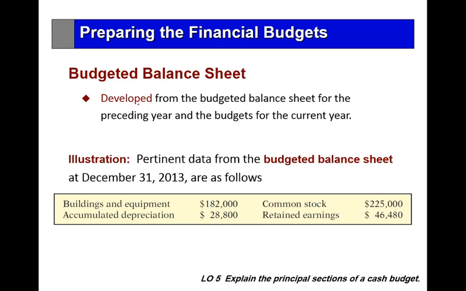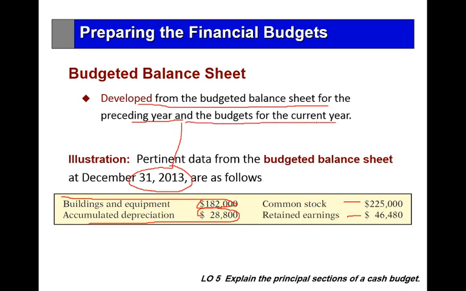The budgeted balance sheet is developed from the balance sheet for the preceding year. Here we have the current year. We assume that it's 2013, and the coming year is 2014. Then we need information from the balance sheet in 2013. Here we have ending balances: building and equipment ending balance, accumulated depreciation ending balance, common stock ending balance and retained earnings ending balance, and the budgets for the current year, which is the budget we prepared in 2013 for 2014.